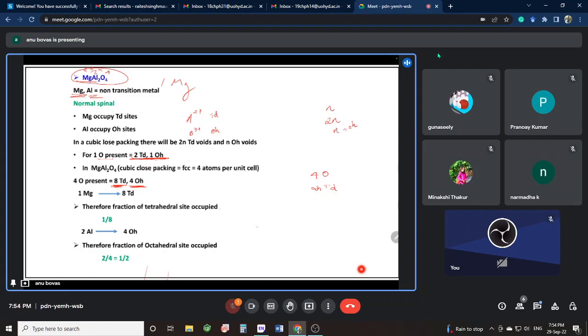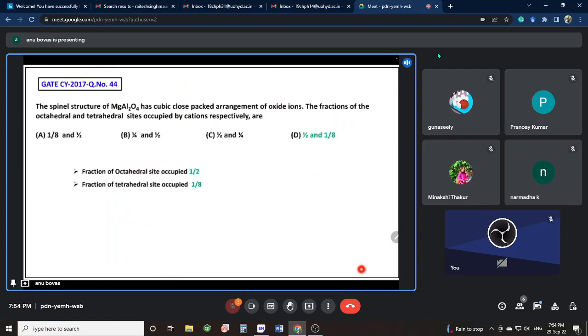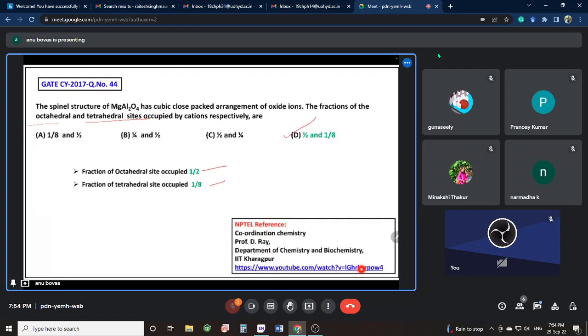Therefore, the fraction of tetrahedral sites occupied is 1 by 8 and octahedral sites occupied is 1 by 2. This was the question that has been asked: fraction of octahedral and tetrahedral sites occupied. Octahedral 1 by 2 and tetrahedral 1 by 8. Therefore, the correct option is option D. And a YouTube link and some classes are given here. You can go and visit there for further reference.